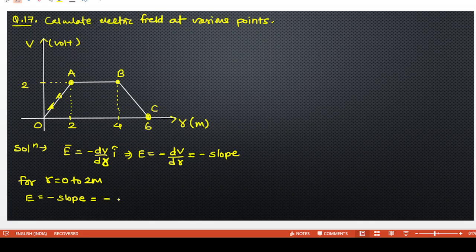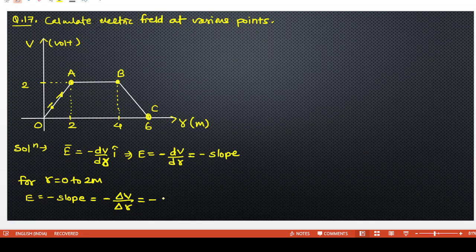total change in y upon total change in x. No need to say dy by dx. You can directly find delta y by delta x. If it is a straight line, no need to find slope at each point separately. At all points, the slope is going to be the same, and that value you can find directly by total change in y and total change in x. So you can write total change in y means delta V, total change in x means delta r.